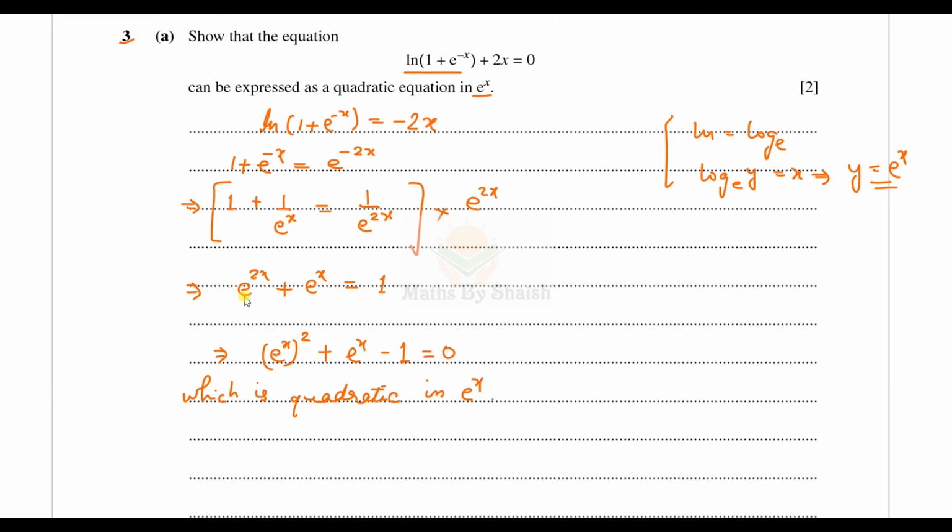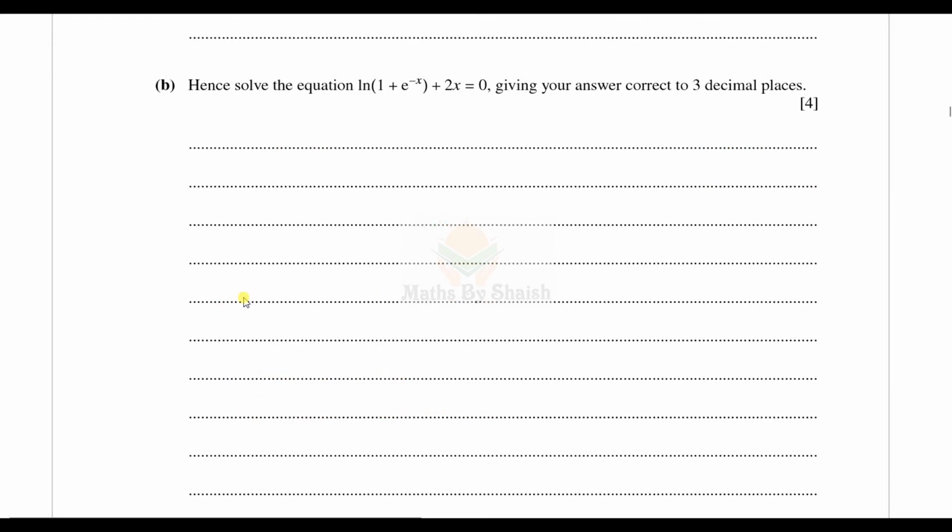It is hence solve the equation this. So we got this is equal to e raised to the power 2x plus e raised to the power x minus 1 is equal to 0. So we need to solve this, and we need to give the answer till 3 decimal places. So we'll use the quadratic formula. Before that, we'll put y is equal to e raised to the power x, so that it looks similar as a quadratic in y square plus y minus 1 is equal to 0.